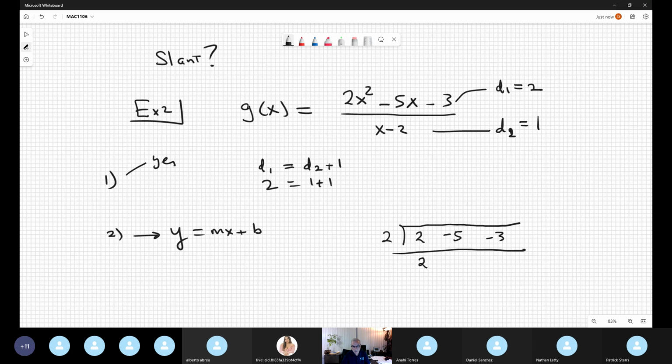So, bring down 2 without doing anything. Multiplication, 2 times 2 is 4. This is -1. And -1 times 2 is -2. And this is -5. Okay, this is the remainder. The last column is always the remainder. Now the equation for the slant is 2x minus 1. So this 2 is this 2, and this -1 is this negative.